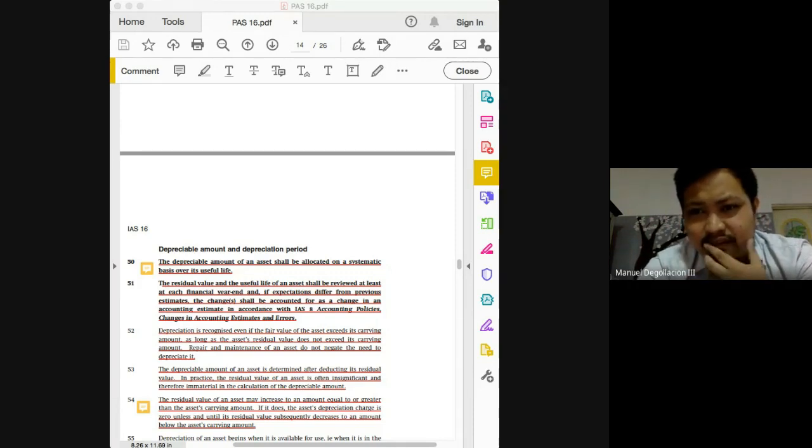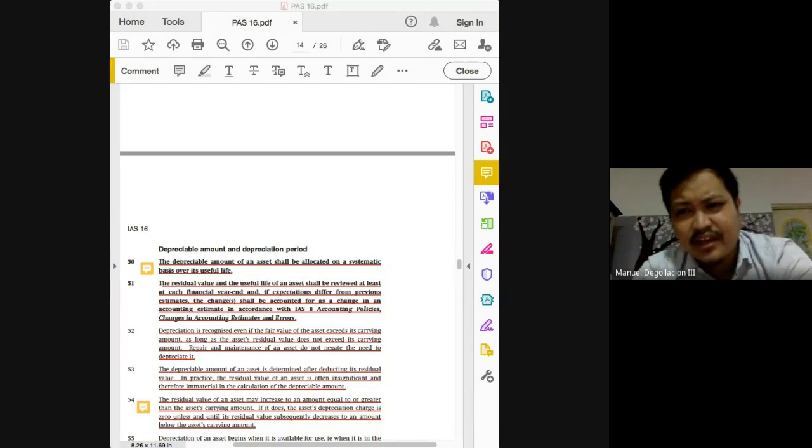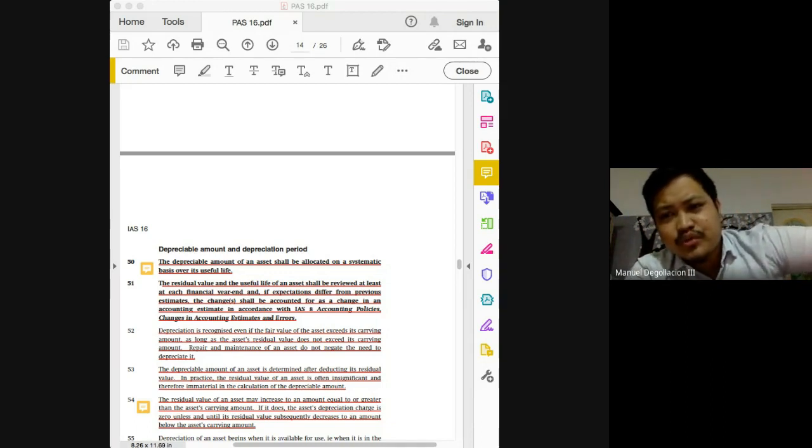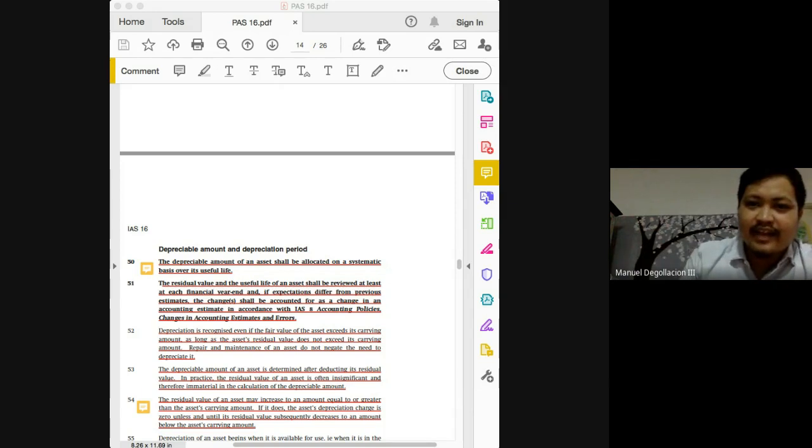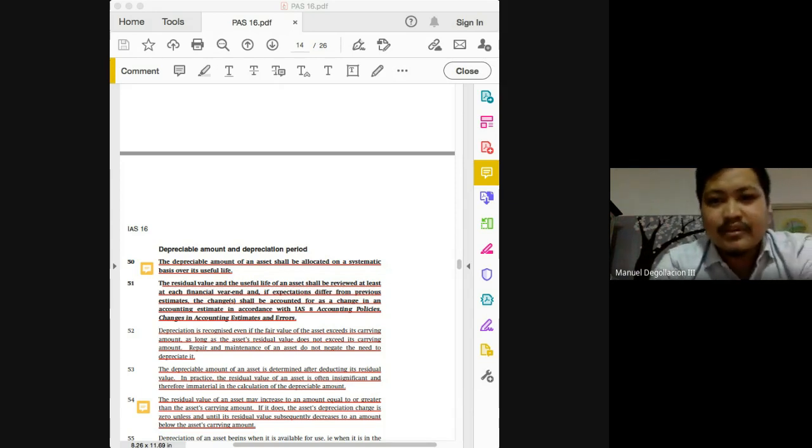If an asset deteriorates heavily, class, in the early years, then choose a depreciation method that results in bigger depreciation expense in the early years. Now, paragraph 51 simply tells us, class, how often the residual value, the useful life, and the depreciation method are to be reviewed. They are to be reviewed at each financial year end and when the expectations differ from previous estimates.